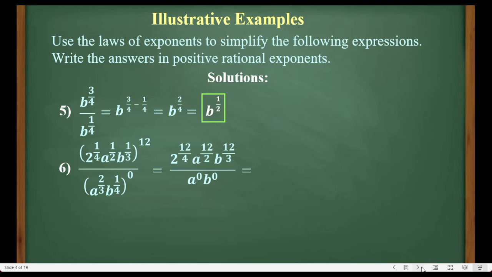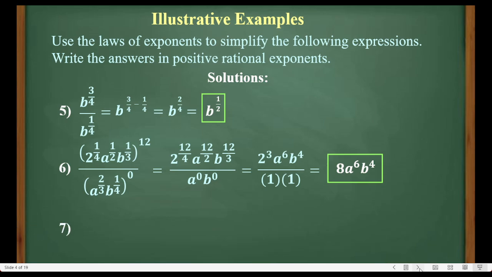Now, on the numerator, we have 2 cubed, a to the 6th, b to the 4th, all over 1 times 1. Or that will give us 2 cubed is 8, a to the 6th, b to the 4th, which is our answer.